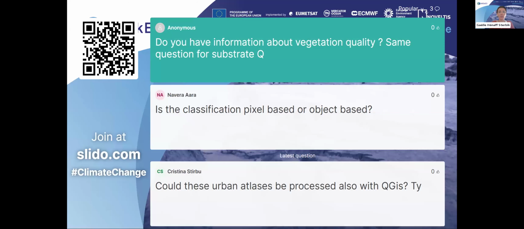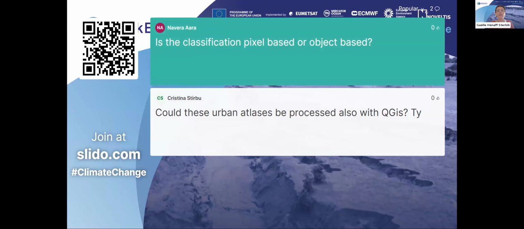Next question, do you have information about vegetation quality? Same question for substrate. Not in this workflow. We don't consider the vegetation quality, although we do consider types of vegetation, not the quality. Okay.